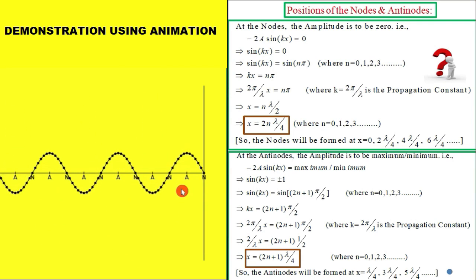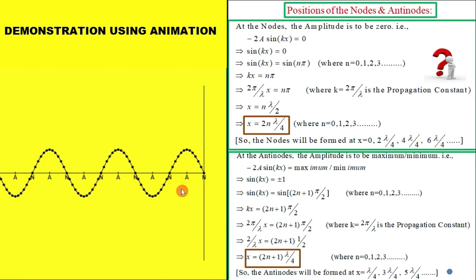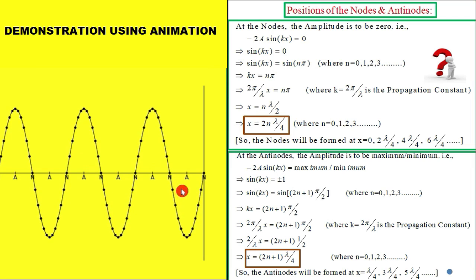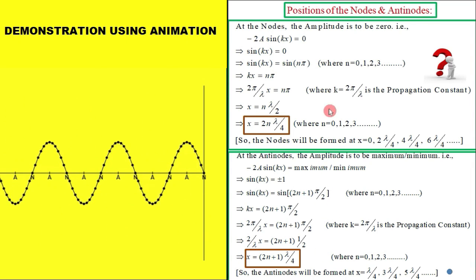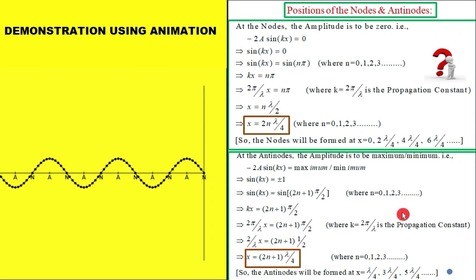Now a very simple question may come from here. What is the distance between two nodes? What is the distance between two antinodes? What is the distance between a node and an antinode? All that you can find from these values. Is it clear? Now let us come to the next part.